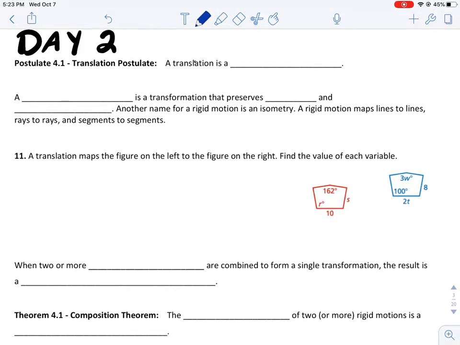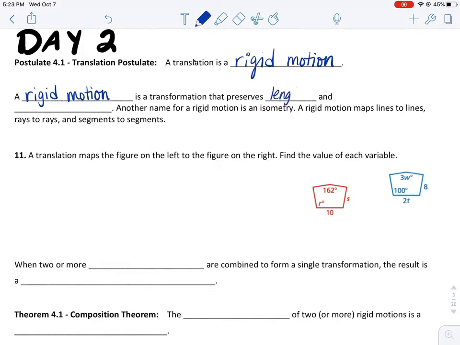And that postulate says that a translation is a rigid motion. A rigid motion. That's another important vocab word this chapter. So if it's in a postulate, we've got to know what it means. So a rigid motion, let's define that then. A rigid motion is a transformation that preserves length and angle measure. Preserves is a tricky word. Preserves means it keeps it. It keeps the length and angle measures.